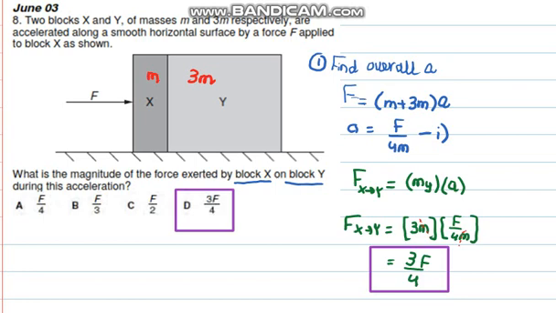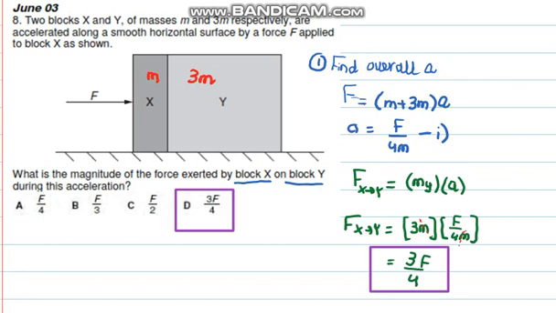Hello, so let's start with A-level physics, dynamics past applications. Our first question is that two blocks X and Y of masses m and 3m respectively are accelerated along the smooth horizontal surface by a force F applied to block X as shown. What is the magnitude of the force exerted by block X on block Y during the acceleration?